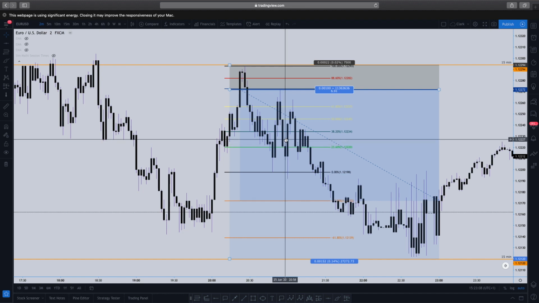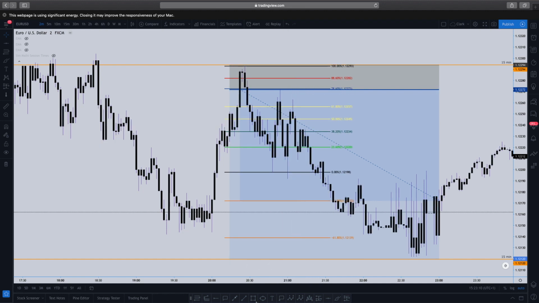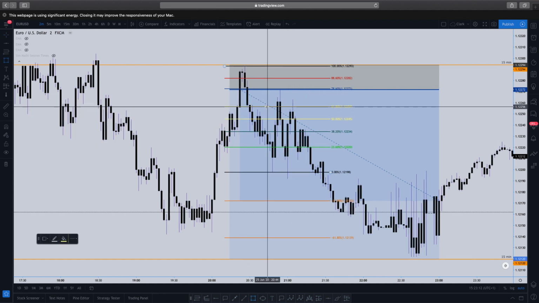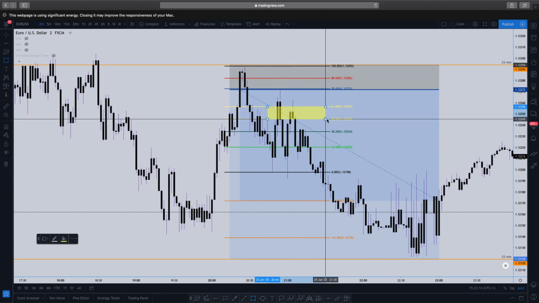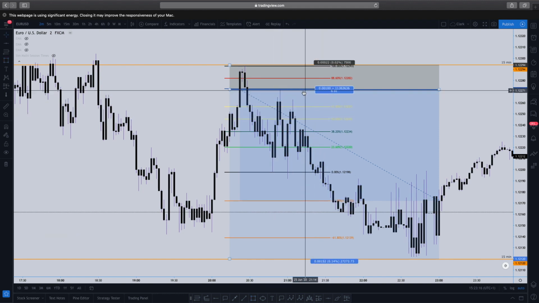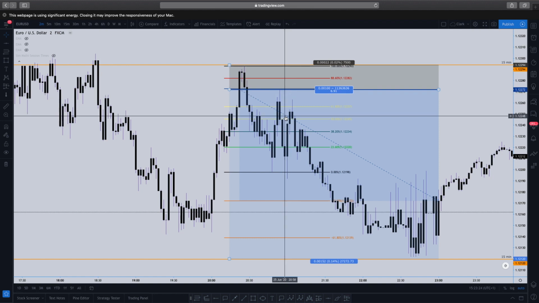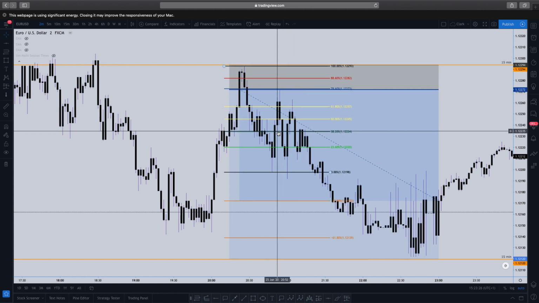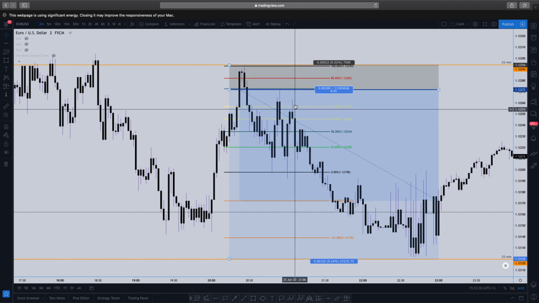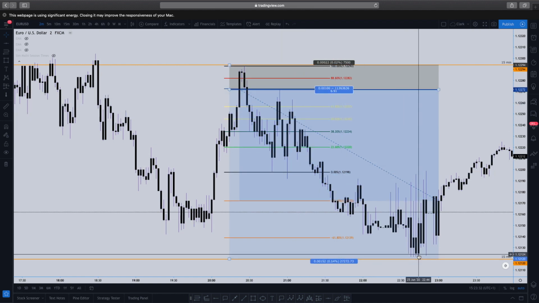So we're waiting for price to come into the golden zone here or tap the 78.6. I like the 78.6. You're going to get sharper movements, less risk. We have the tap into the 78.6, and what do you see? Rejection right away, all the way down.